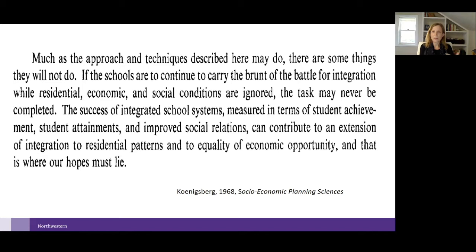There's this line about why schools are carrying the brunt of desegregation and integration, when really this is a bigger problem. So when we return to COVID, I'd like to talk also about the burden that has been placed on our public schools. With that, I'm going to pass it back to Sam, and I look forward to talking to you soon.